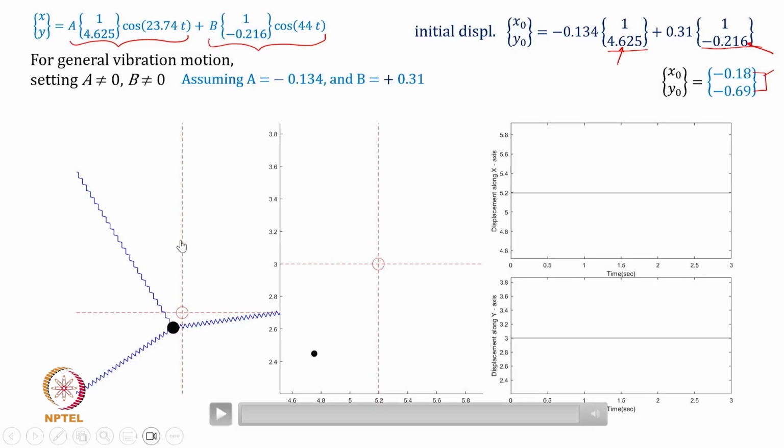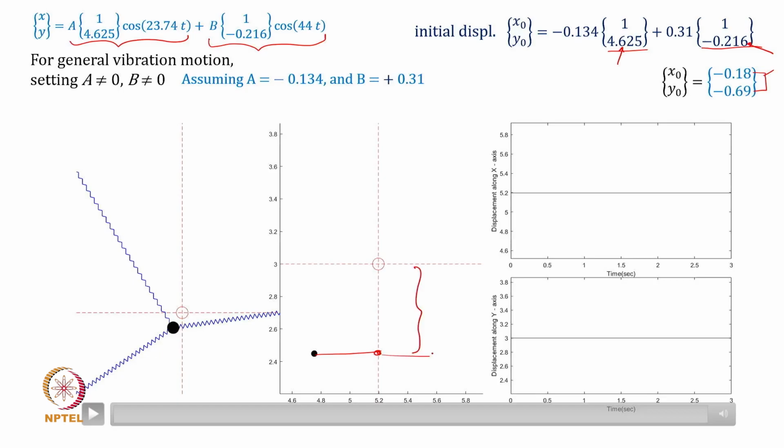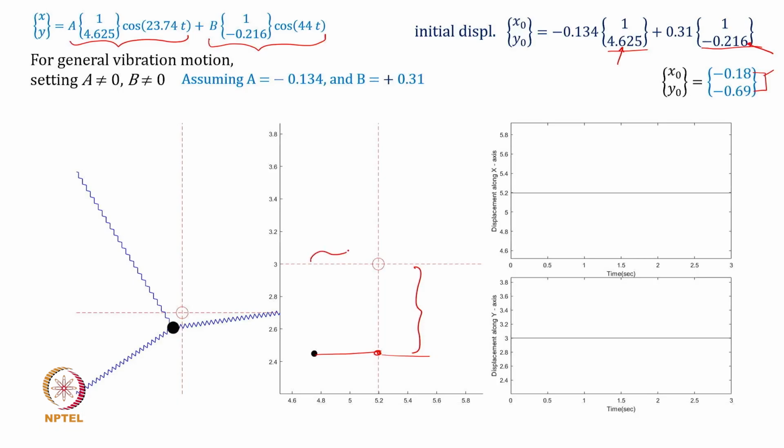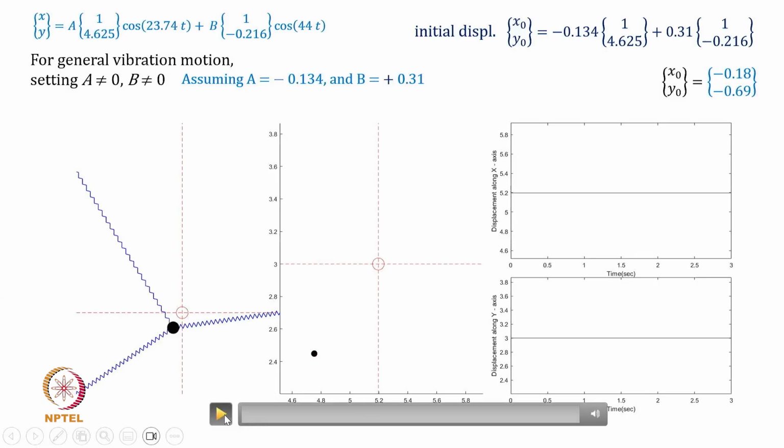So, let us look at, if we give this initial condition, which actually means that this displacement, you can count and check that this displacement is minus 0.69 and this displacement is minus 0.18. They are not in the same proportion because of the x and y axis scaling factor, but the numbers are going to be exactly like these. Now, if we release it from here at t is equal to 0, let us look at what kind of a motion do you get.